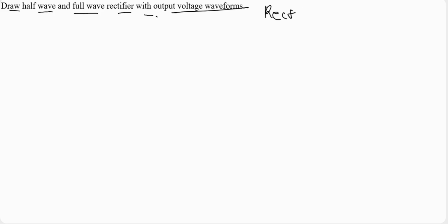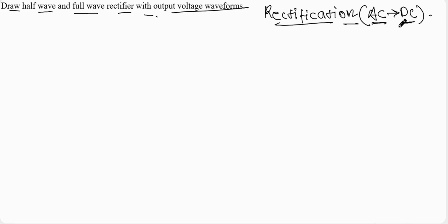Rectification is the process of conversion from AC to DC, which means if we are applying AC voltage at the input side of a half wave or full wave rectifier, then the output voltage that we will be getting is purely DC. So this is the objective of the rectification.